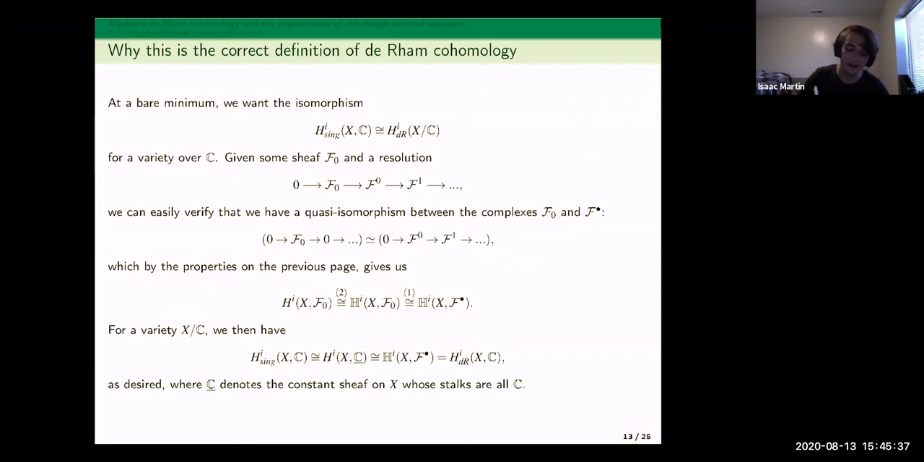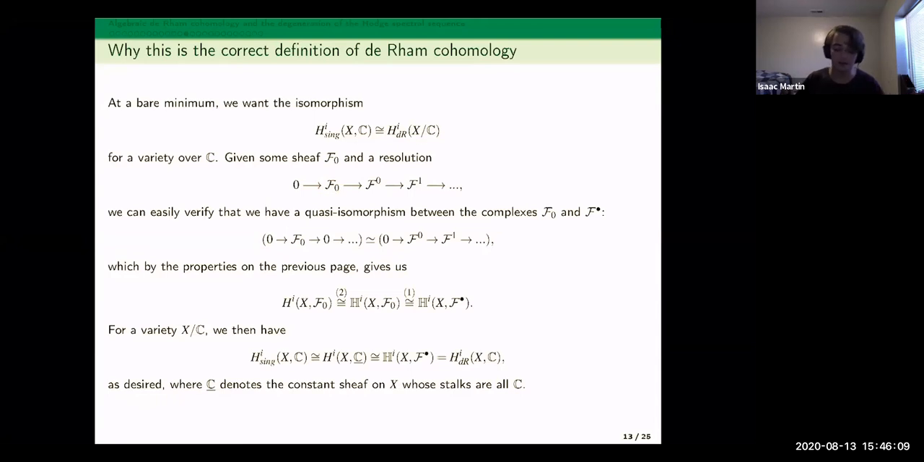To see that, if we take some sheaf F naught and a resolution of that sheaf right here, it's easy to see that taking a resolution like this gives us a quasi-isomorphism between these two complexes. Here, this is just the complex concentrated in degree 0 that I talked about before, and this is the complex obtained by deleting this first F naught in this resolution up here. So we get a quasi-isomorphism because their cohomology groups are the same.